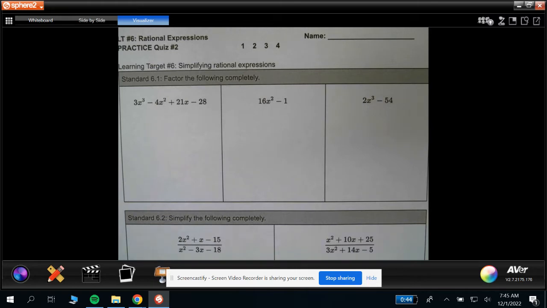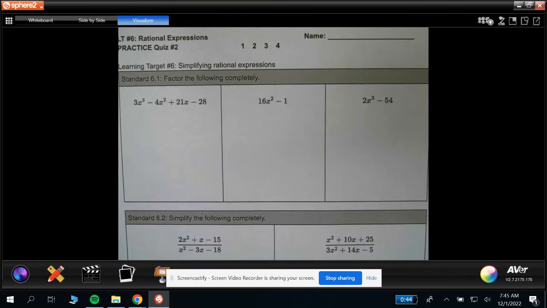I'm going to do a video walkthrough of practice quiz number 2 for LT number 6, rational expressions. So let's get into it. Standard 6.1 is all about factoring. Really, factoring is the core of this whole learning target. So we've got 3 problems up here to factor.